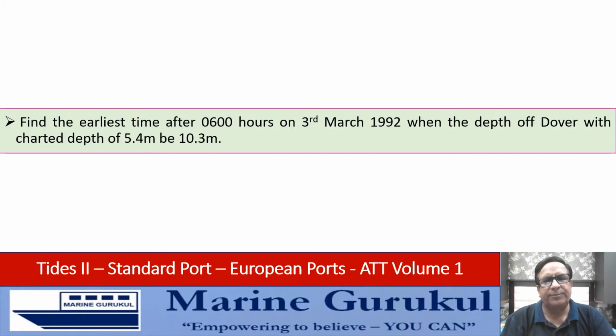With the basics having been visited, I think we can now run through a couple more examples. Find the earliest time after 0600 hours on 3rd March 1992 when the depth at Dover, with charted depth 5.4 meters, will be 10.3 meters. That means when will the depth be 10.3 meters at a place where the charted depth happens to be 5.4 meters?